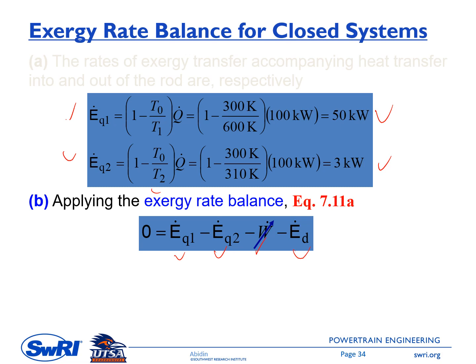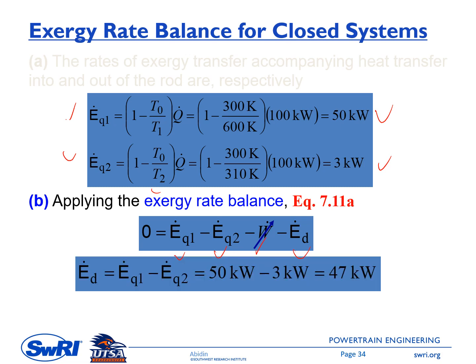So work is 0. There is no work in this example, okay? So we have EQ1, we have EQ2, and W is 0, then we can easily get ED, okay? So ED is just EQ1 minus EQ2. So you can see in here, ED, which is the exergy destruction, is 47.